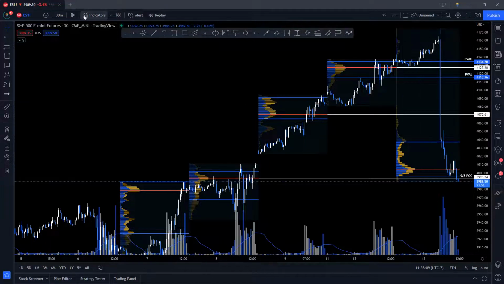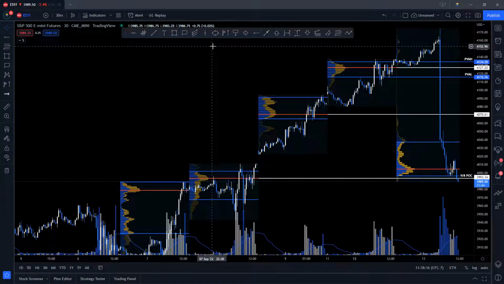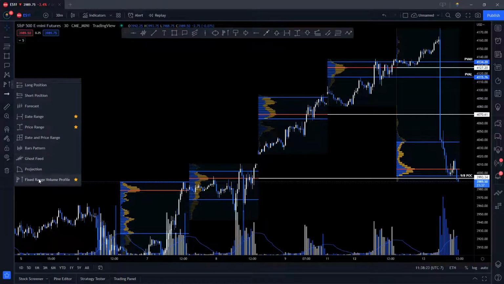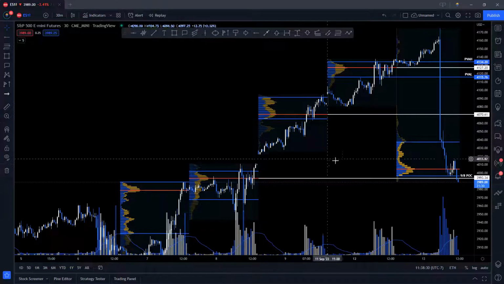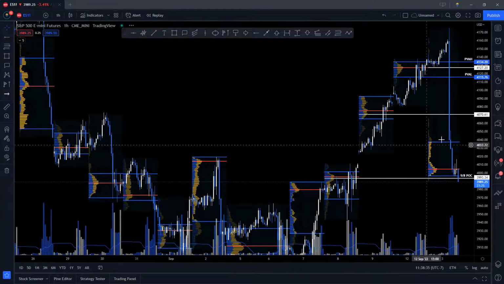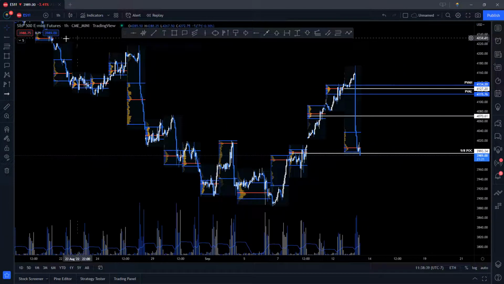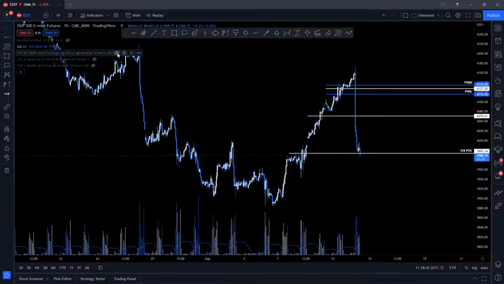So again, this is going to be SVP under indicators. Another great one is right here, fixed range volume profile. You can also find it here under fixed range volume profile. If you hit the star, it'll pop up in this menu bar up here. There's a lot of ways to use fixed range volume profile. Generally, well, let me turn off the SVP.